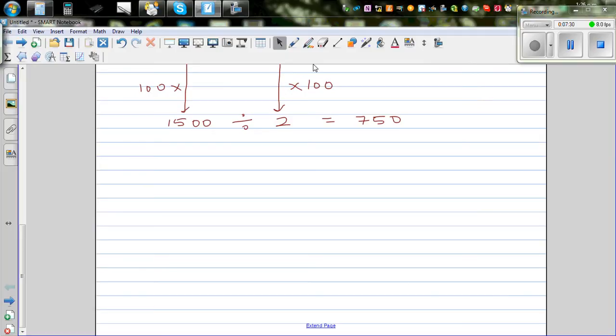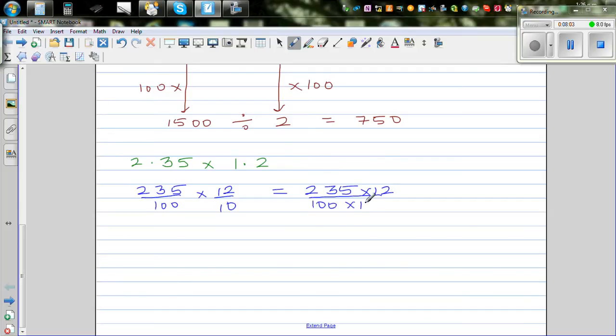Okay, now let's move on to multiplication again. This is 2.35 times 1.2. I always like to change the decimals into fractions. So this is 235 out of 100, and this is 12 out of 10. So now you just multiply the top numbers and the bottom numbers. So this is 235 times 12 over 100 times 10. I have to do the top multiplication.